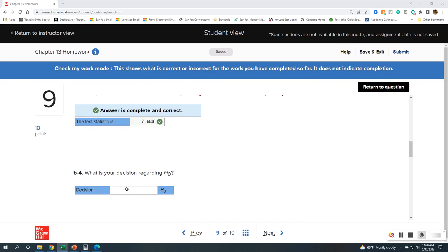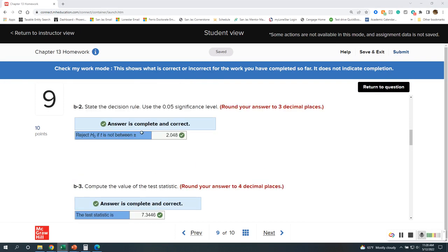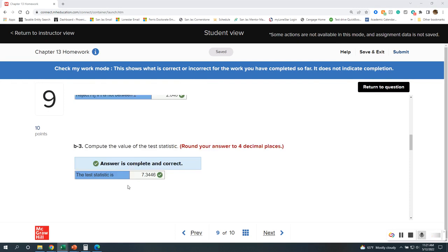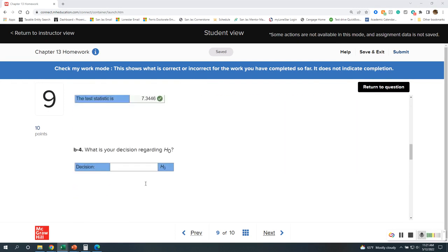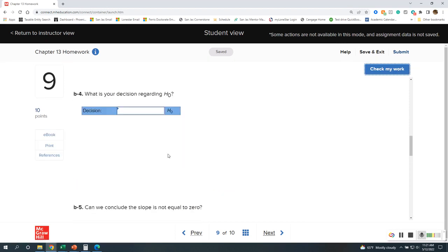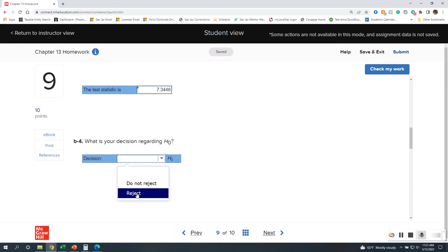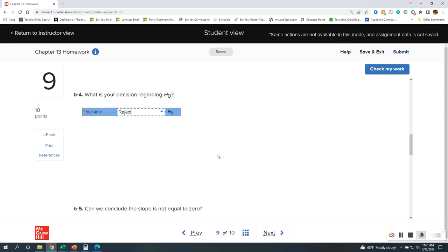So what is our decision? Well, it basically does not fall in between. It is greater than 2.048. So we're going to tell the null, goodbye. You are the weakest null. Goodbye. So we will reject it.